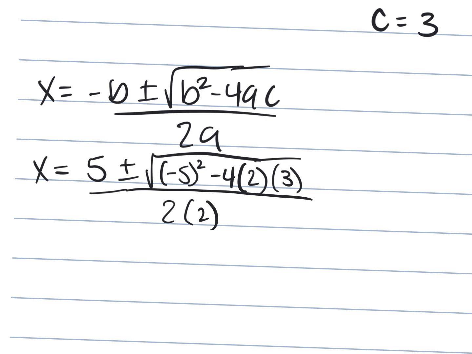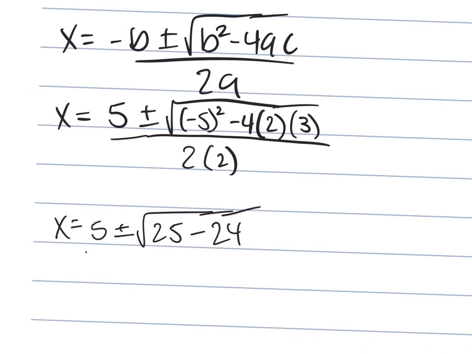All right, so now, guys, watch. We're going to take it step by step. We're going to deal with what's underneath the radical first. So what's negative 5 squared? 25. So we're going to just say x equals 5 plus or minus the square root of 25 minus, now we can do 4 times 2 times 3. What's 4 times 2? 8 times 3? 24. So we're doing 25 minus 24, all over, what's 2 times 2?